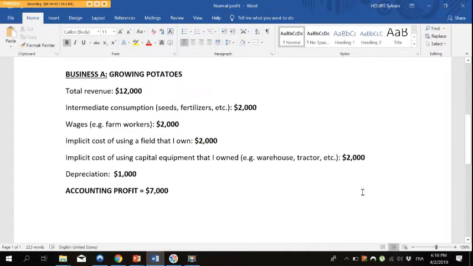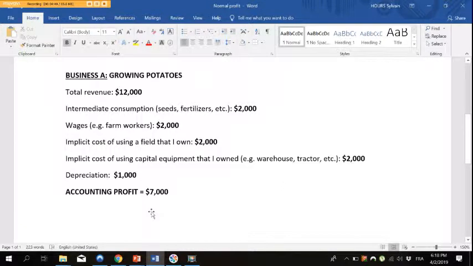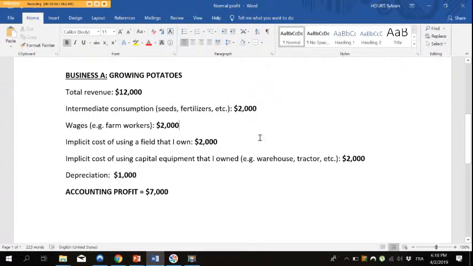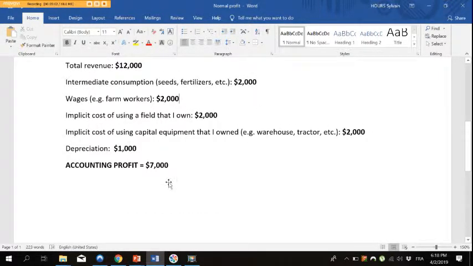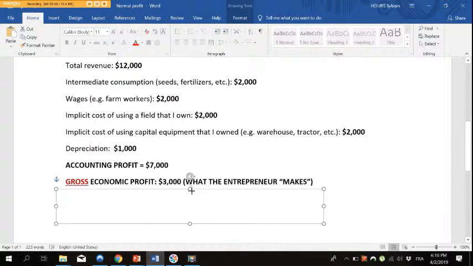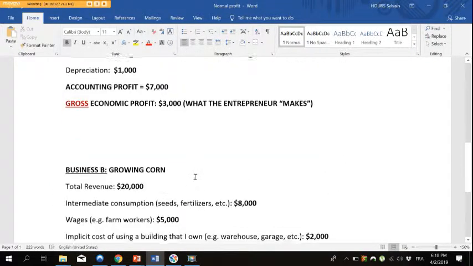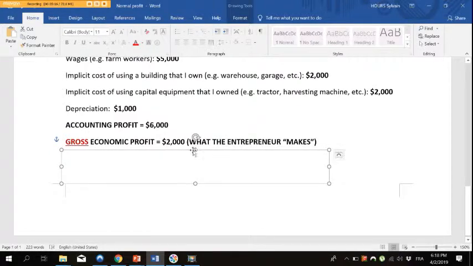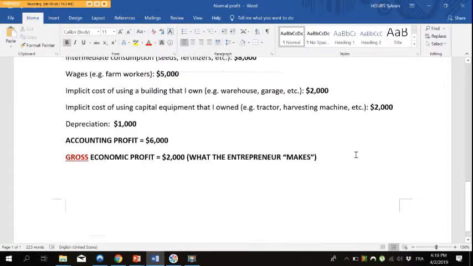How do I compute the economic profit? I can start from this accounting profit and subtract the two implicit costs that I have here. The implicit cost of using the field and the implicit cost of using capital equipment, which means that I will subtract $4,000. Is this going to be my economic profit? Not exactly. I will explain this in a minute. Let's just call that gross economic profit. And same thing here, I subtract $4,000, the two implicit costs. Let's call that gross economic profit.